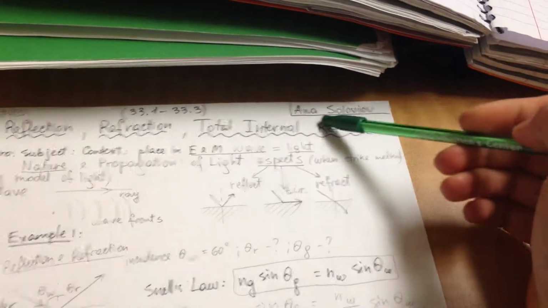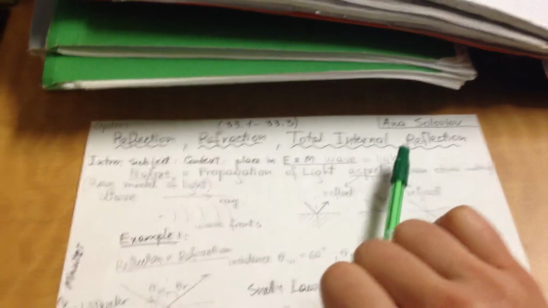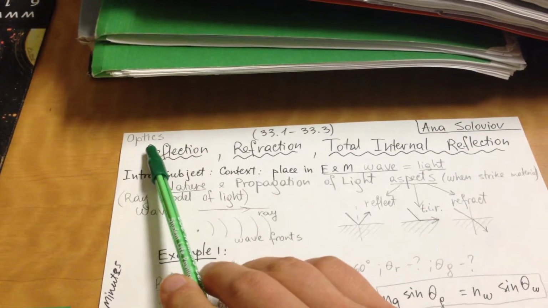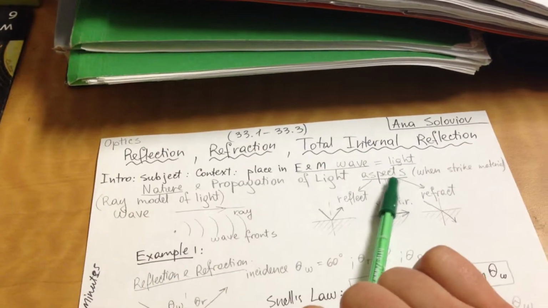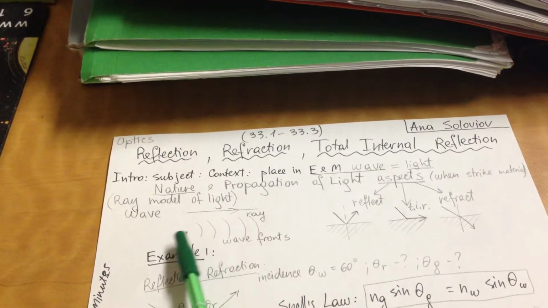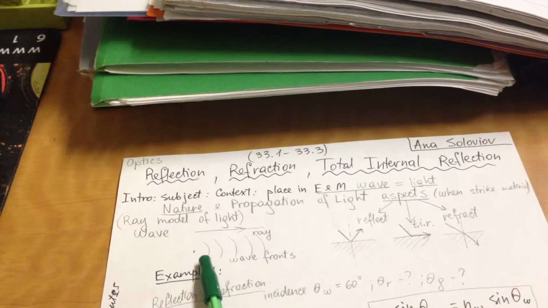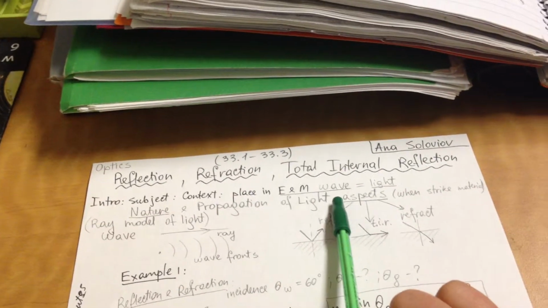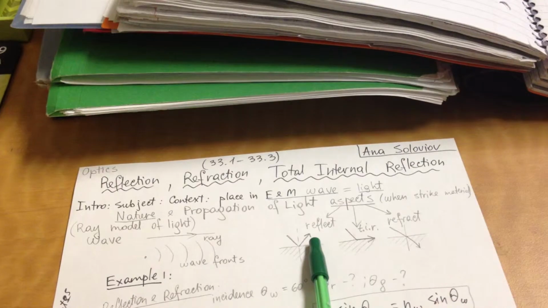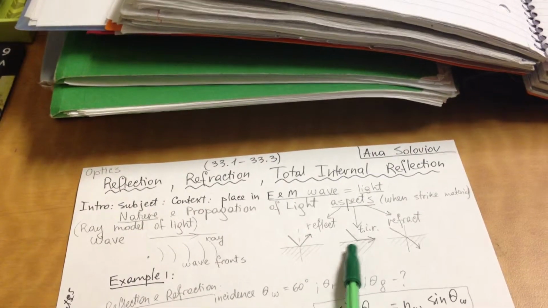Hi, this is Anna Solovyov, and I'm going to talk about reflection, refraction, and total internal reflection as part of the optics topic of physics, where light is an electromagnetic wave interpreted as a ray model, so just a straight line rather than waves, like here, wave fronts. And I'm going to look at the aspects of light of reflecting, refracting, and totally internally reflecting.